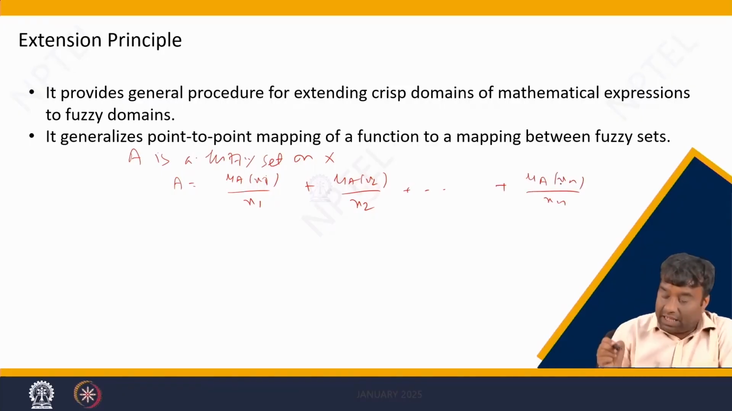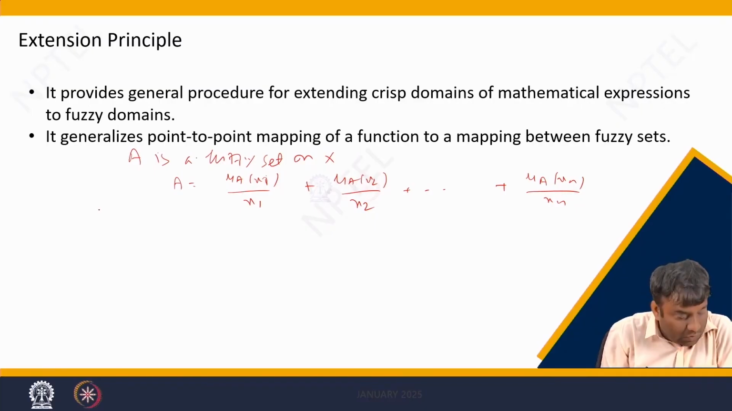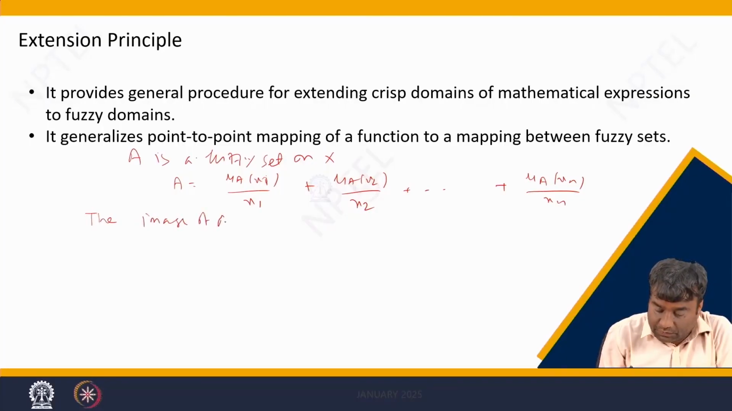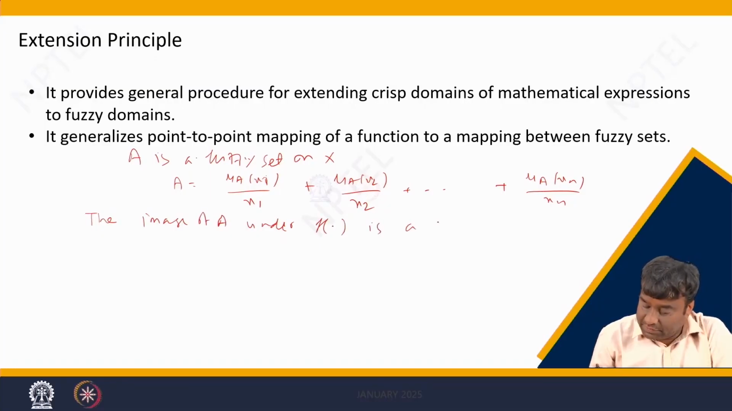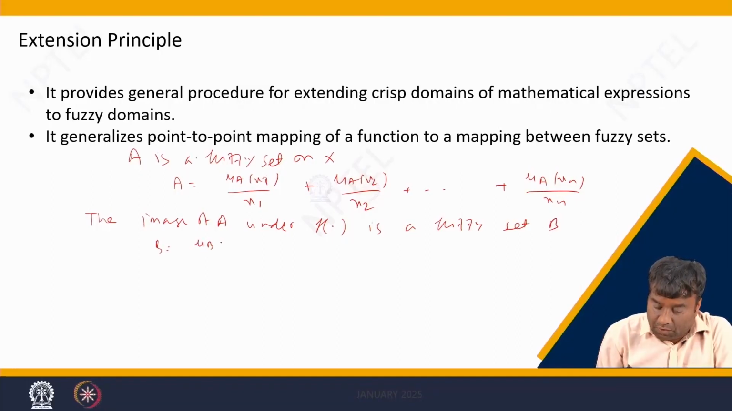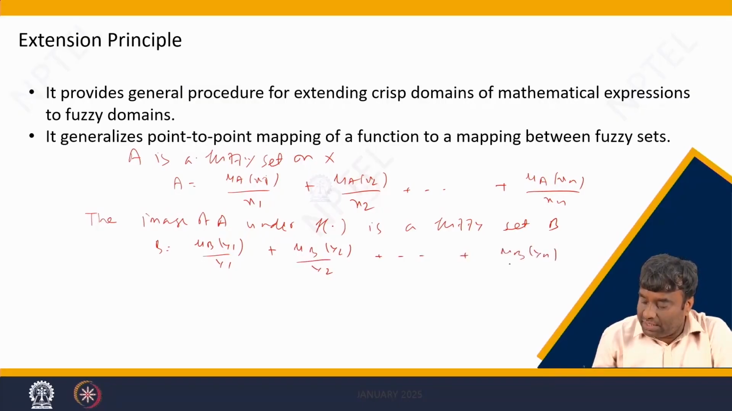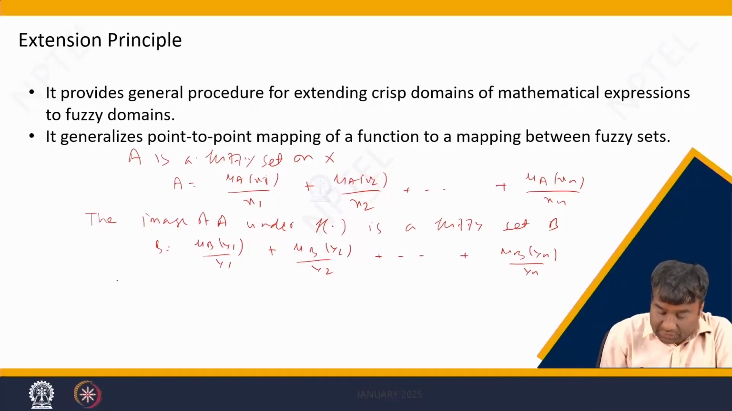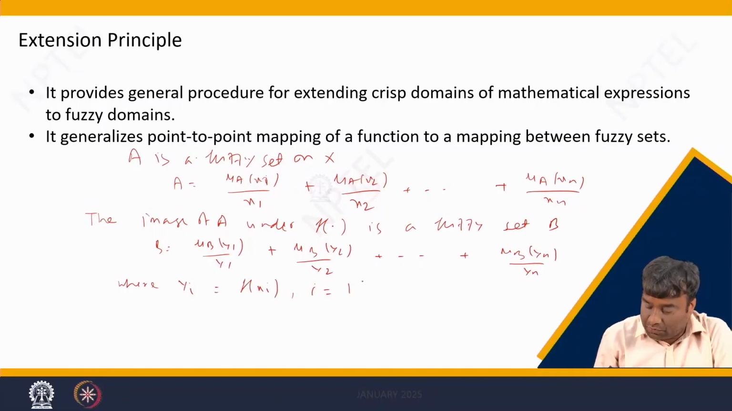So we define the image of A under f is a fuzzy set B. So B equal to mu B(y1) by y1 plus mu B(y2) by y2 and so on, plus mu B(yn) by yn, where yi equal to f of xi, i equal to 1 to n, and f is a mapping from X to Y.